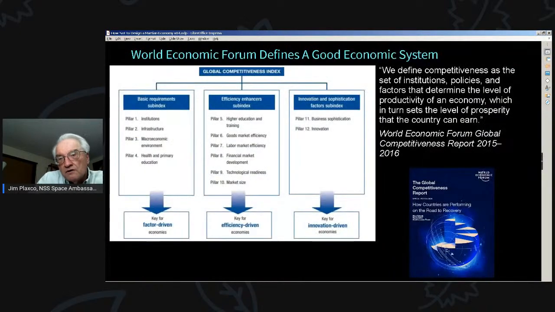Now, before going further, I'd like us to stop and think a little about what makes for a good economic system. The World Economic Forum produces an excellent report on global competitiveness, and each report discusses various aspects of the factors that they use to identify good economic systems. I would encourage people to do a search. The report is free. Give it a read. It does make for good reading.